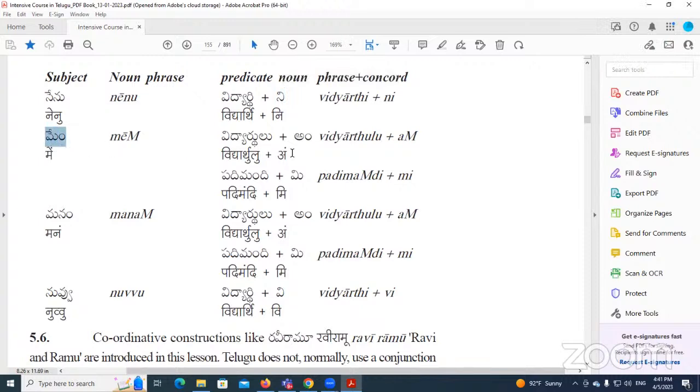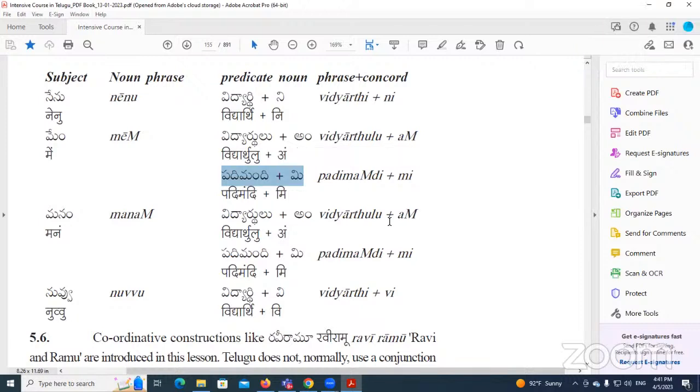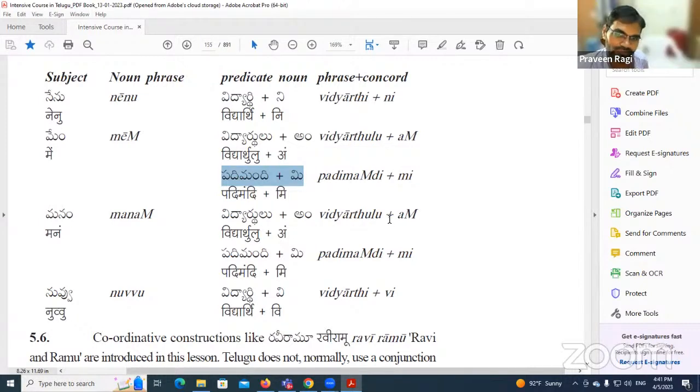Memu vidyarthulam. Yes. Vidyardhulu plus am becomes vidyardhulam. This is one variation. The other variation is like counting. Read this one: Memu padimandimi. So padimandi is like 10 members, and mi is the suffix we use along with memu. Here in vidyardhulam we use the am suffix, and here we use the mi suffix.